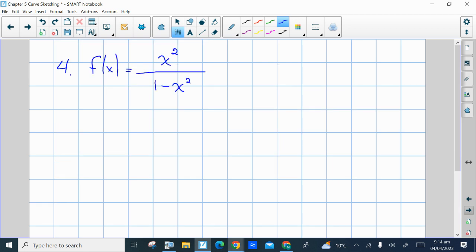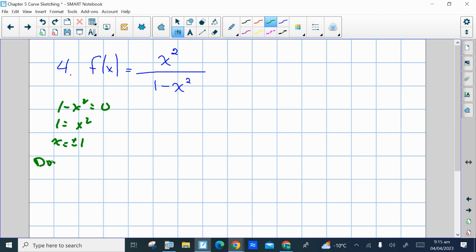All right, so this last one today. This one does have vertical asymptotes. Remember that the non-permissive values occur where the denominator equals 0. So 1 minus x squared, where that equals 0. That's where 1 equals x squared, or x equals plus and minus 1 when you take the square root of both sides. So those are our vertical asymptotes.